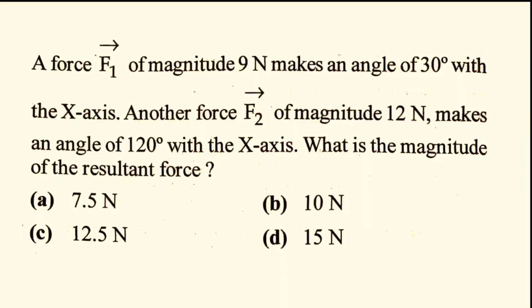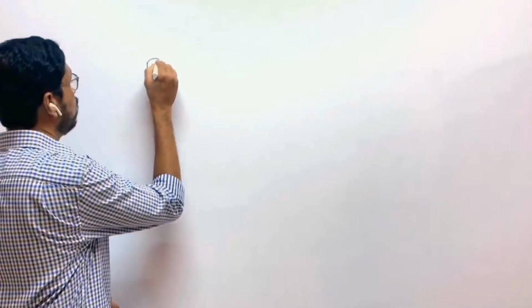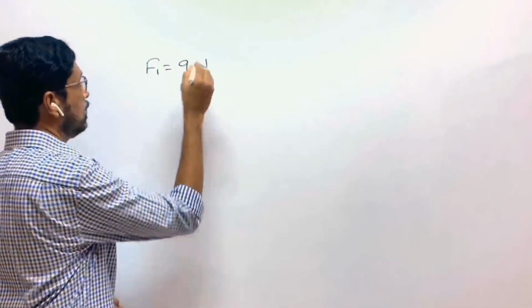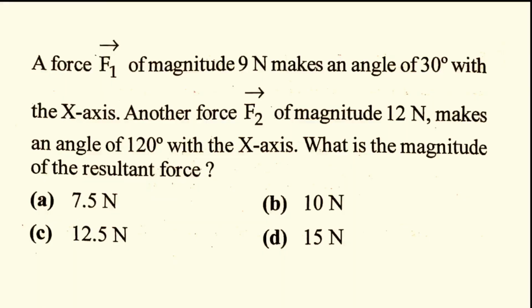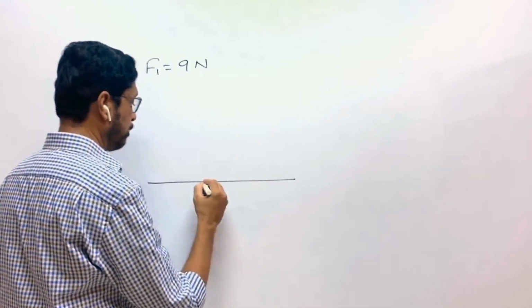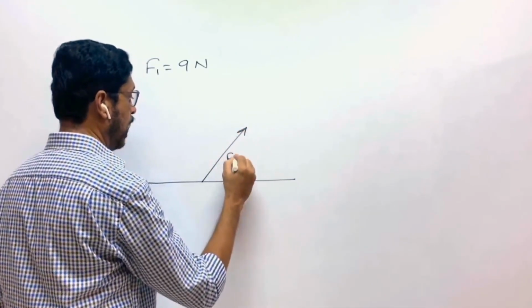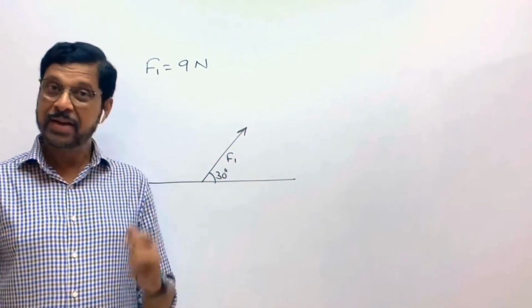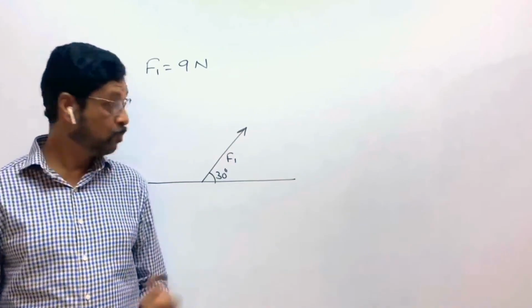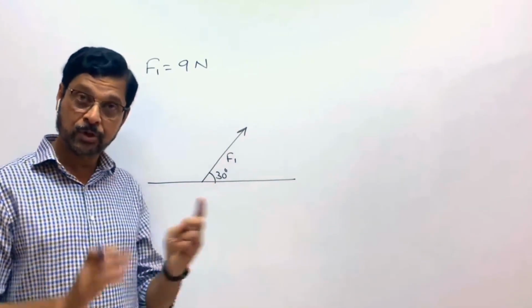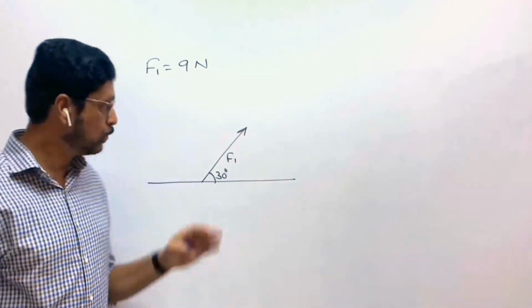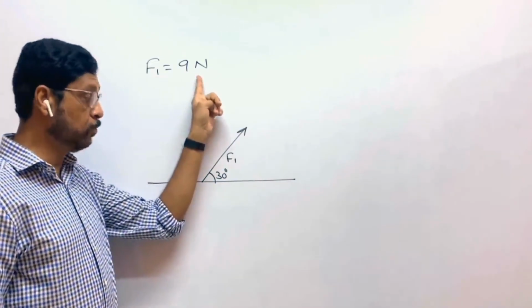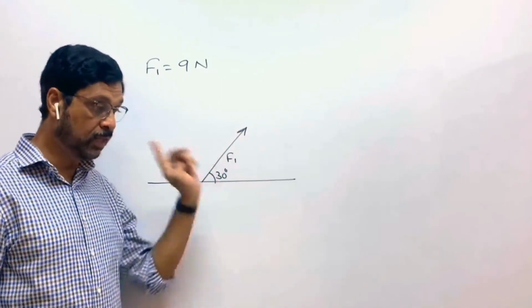A force F1 of magnitude 9 Newton. Magnitude of force F1 is 9 Newton. Makes an angle of 30 degree with x-axis. Suppose this is x-axis. Then F1 makes an angle of 30 degree with the x-axis. While solving the numericals, you should draw rough diagrams to understand the condition. So force F1, whose magnitude is 9 Newton, it makes an angle of 30 degree with x-axis.